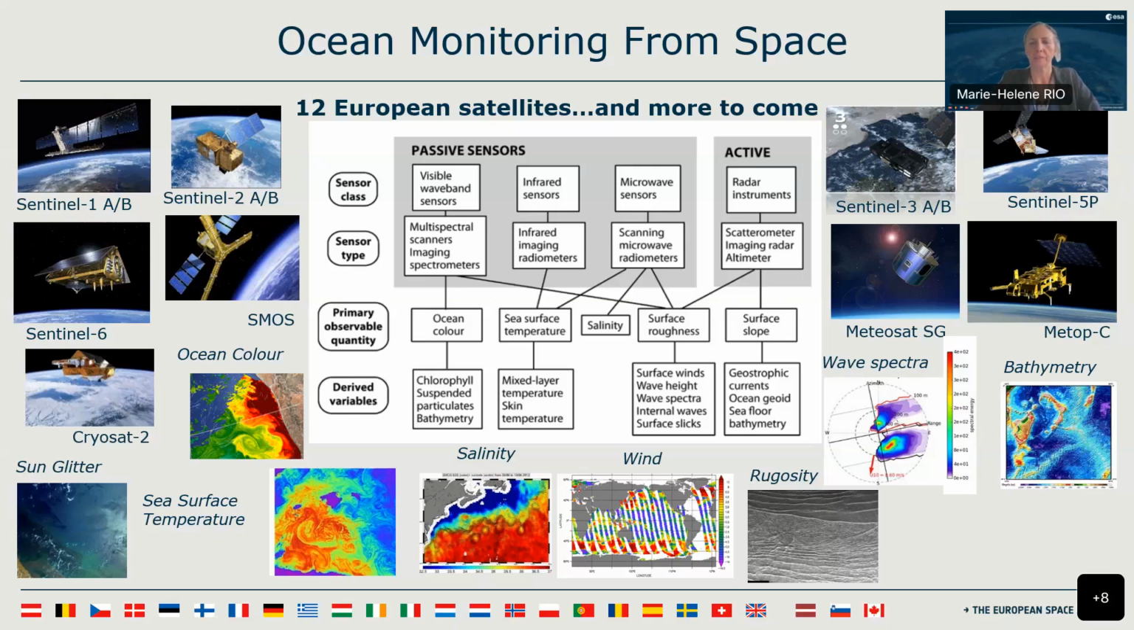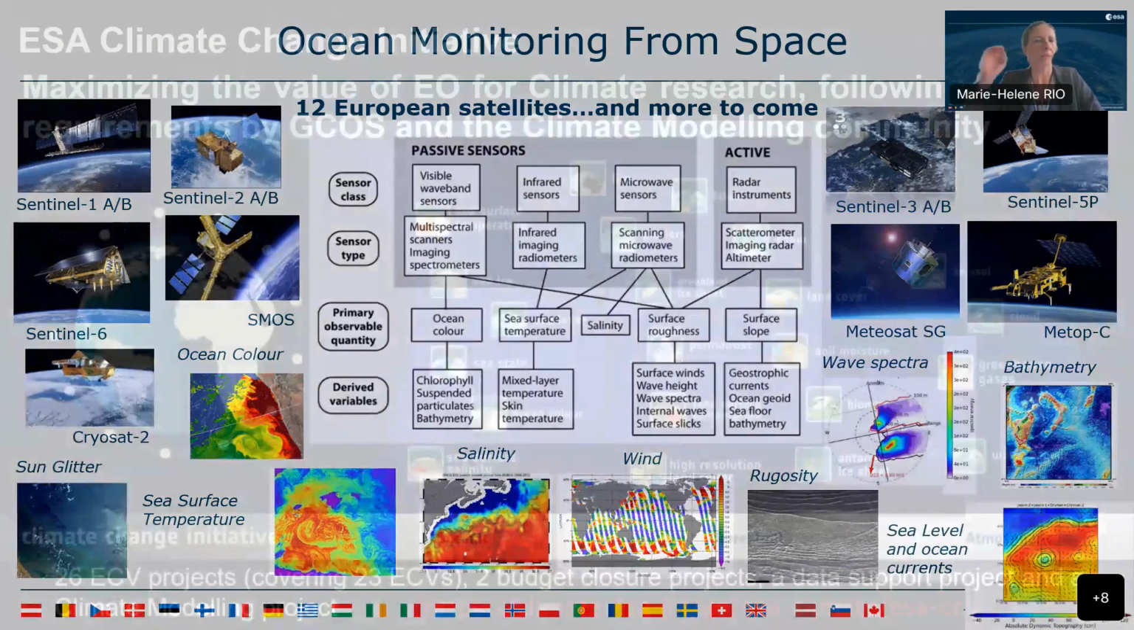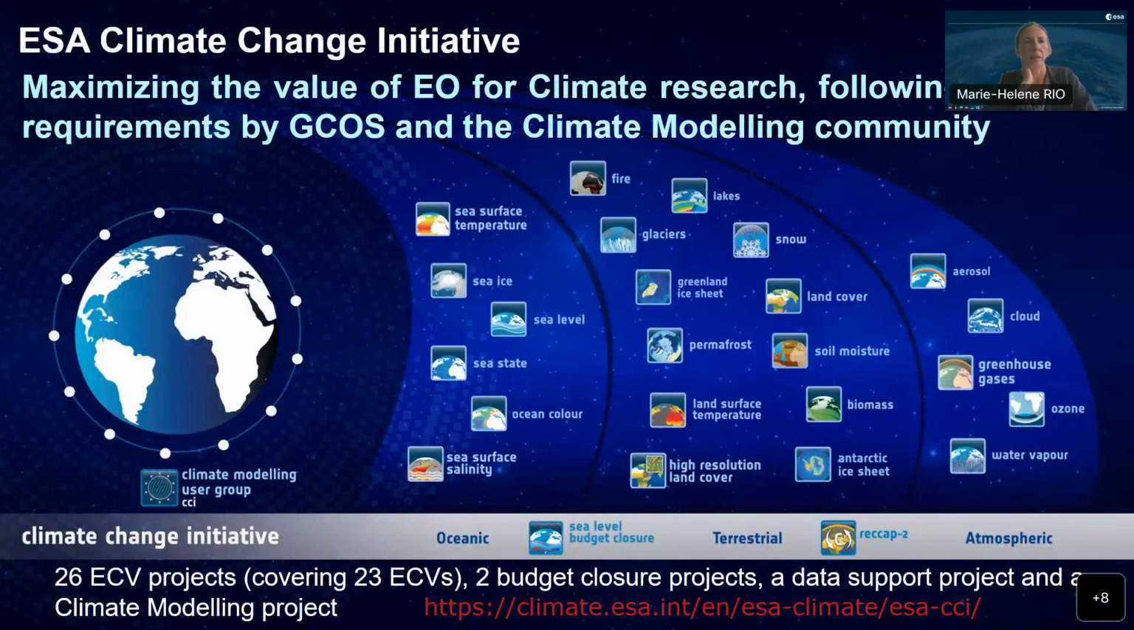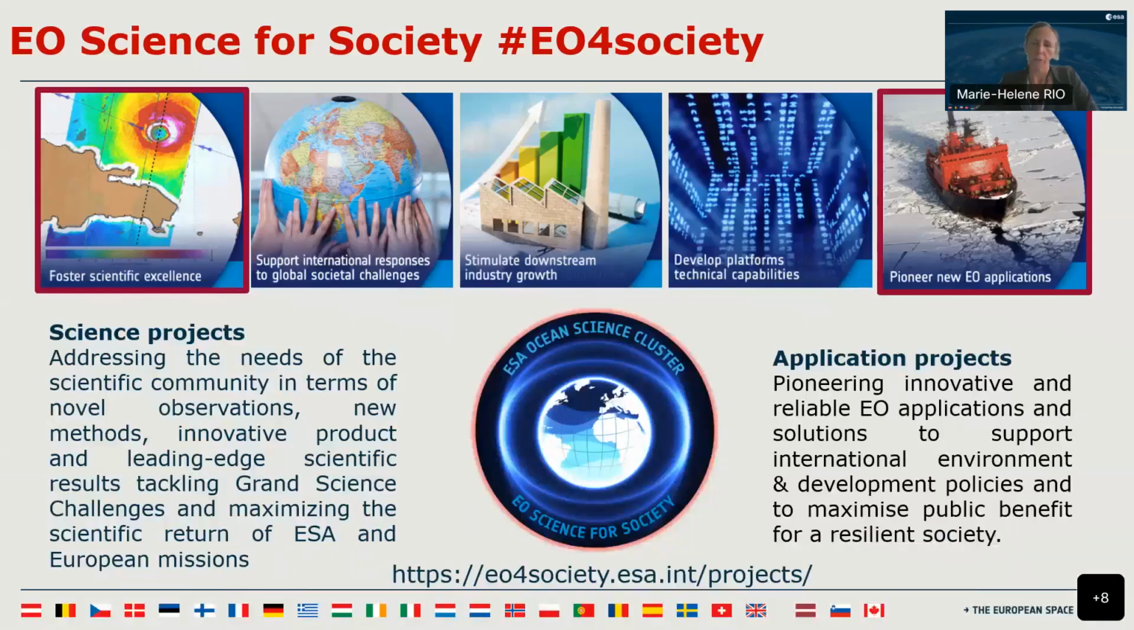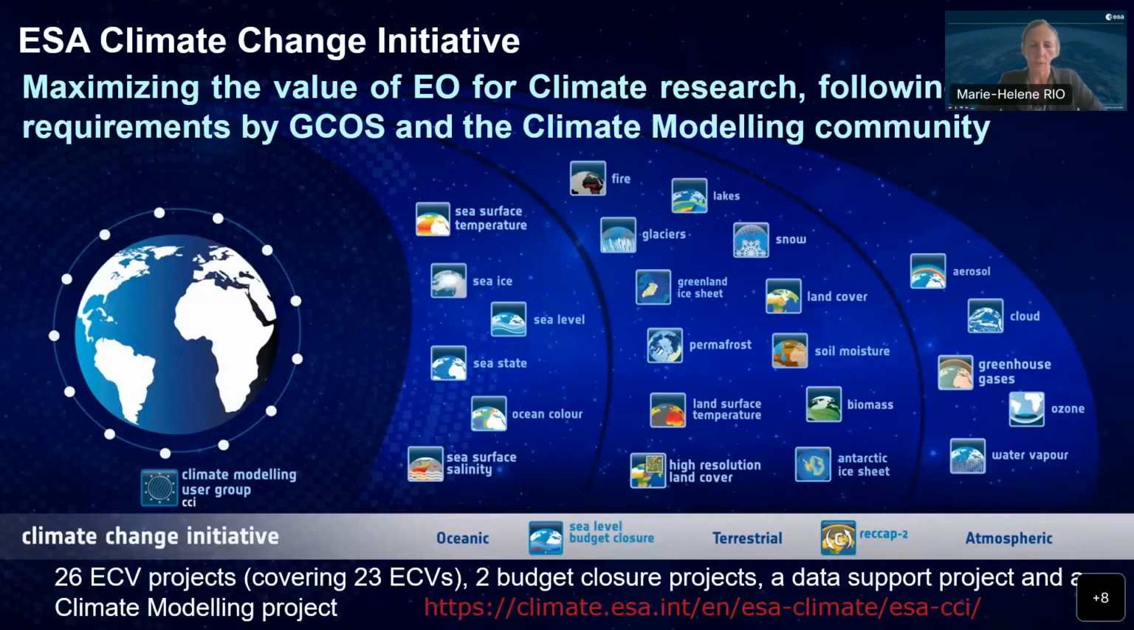So to exploit this large amount of data, we have a number of programs ongoing, and the first one you already heard about in Thomas' talk is the ESA Climate Change Initiative, which was launched in 2008, so 15 years ago, in response to the UNFCCC requirements for having a systematic monitoring of the climate system. Through this program, what is being done is to develop the data records of key components of the climate system, which are known as essential climate variables. There are 26 ECV, so essential climate variable projects ongoing, 2 budget closure projects, and a climate modeling project and data support project. All the data you can download at the link below and find more information there.